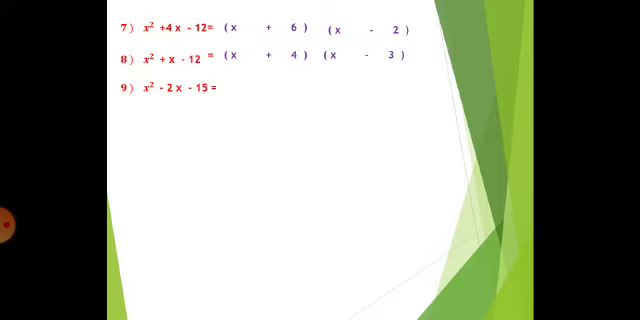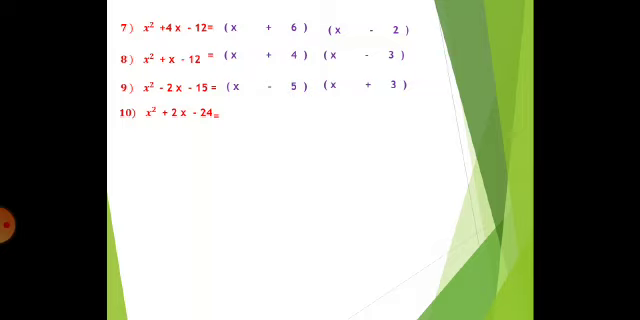x power 2 minus 2x minus 15. What about 15? 1 times 15, 3 times 5. So 3 times 5 equals 15, and the difference between 5 and 3 is 2. We can write x, 5, x, 3. What about the sign? Which is the greater, 5 or 3? 5 is greater than 3, so 5 takes the middle sign. So we can write (x minus 5) and (x plus 3).